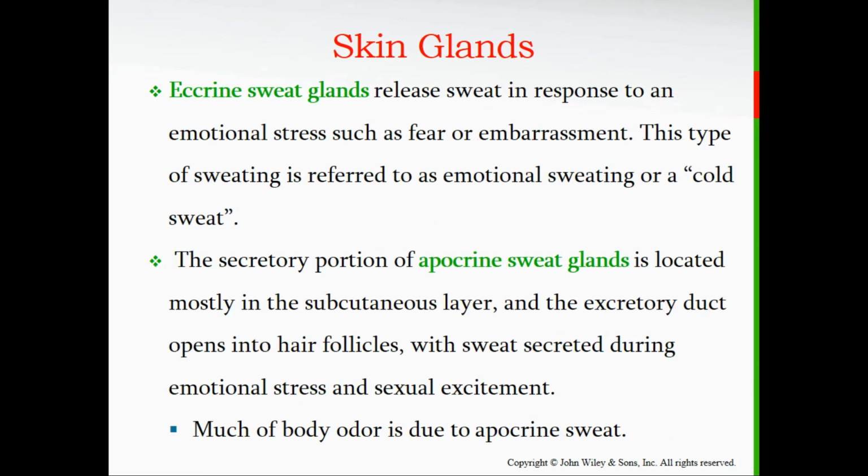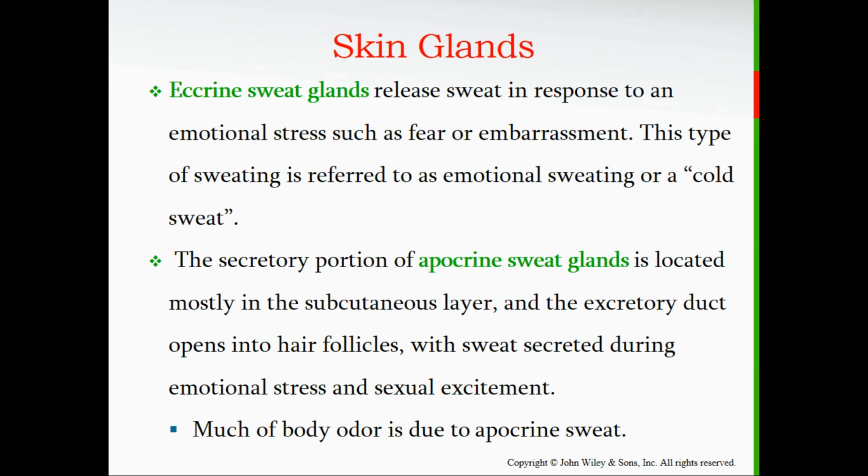Eccrine sweat glands release sweat in response to emotional stress, such as fear or embarrassment. This type of sweating is referred to as emotional sweating or a cold sweat. So if you're getting sweaty palms when you're in a nervous situation, same kind of thing.